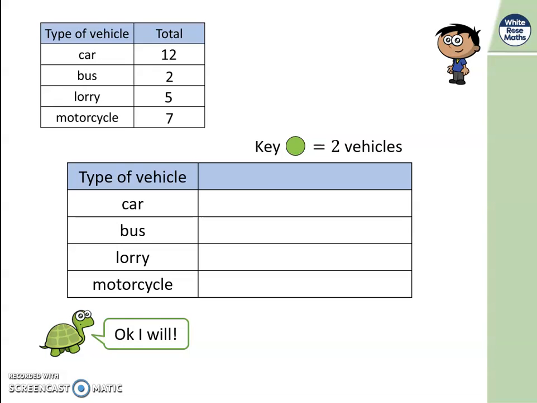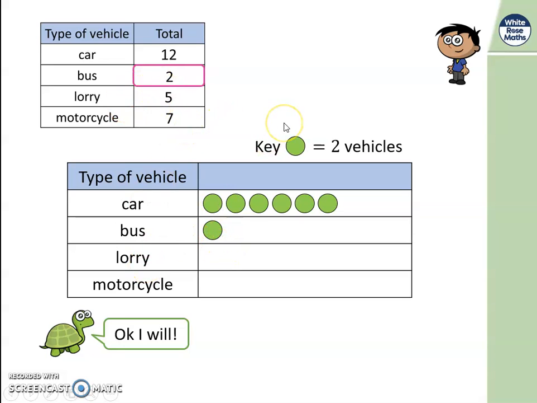Let's have a look together. So if each circle is worth two vehicles, we need to count up in twos. So we've got 2, 4, 6, 8, 10, 12. So these circles represent 12 cars, which is what we have here. How many circles will we need to show the amount of buses? That is right, we will just need one, because one circle is two vehicles.